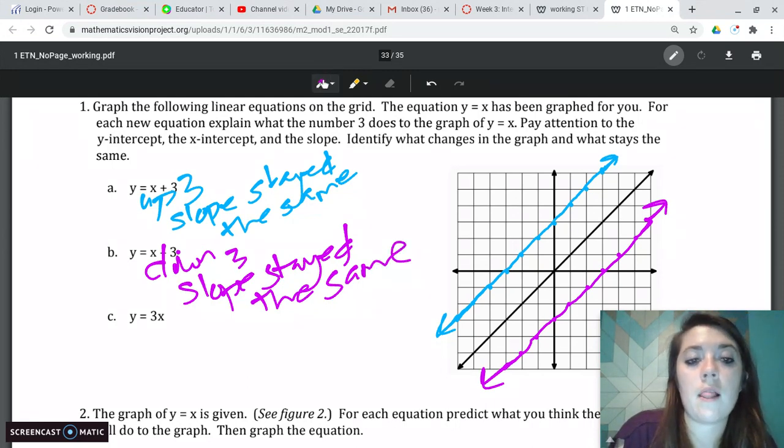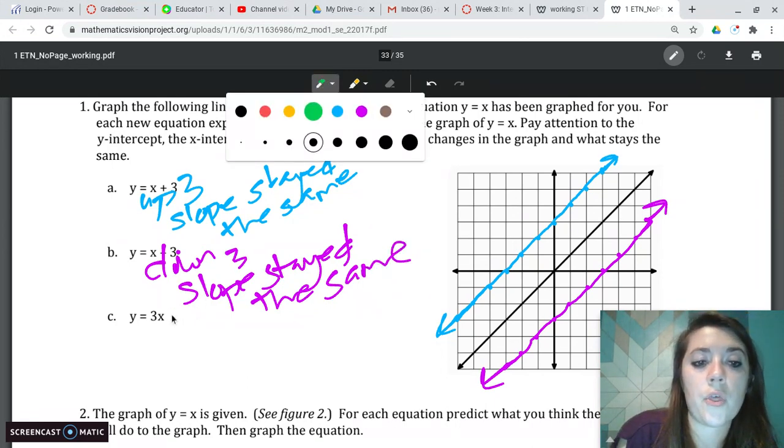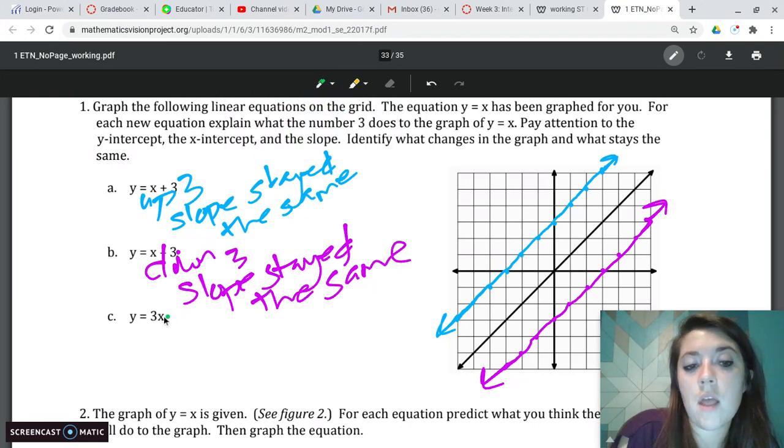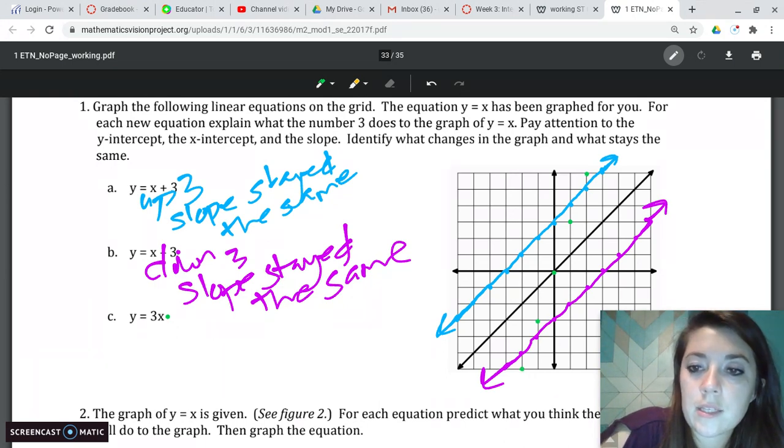All right, and the last one, y equals 3x. In this one, there's nothing being added or subtracted at the end, so that means we start at the origin, 0, 0. And our slope is 3 over 1, so we go up 3, 1, 2, 3, and over 1. Go up 1, 2, 3, and over 1. Go back to the origin, go down 3, 1, 2, 3, and over 1. 1, 2, 3, and over 1. Now we connect these points.